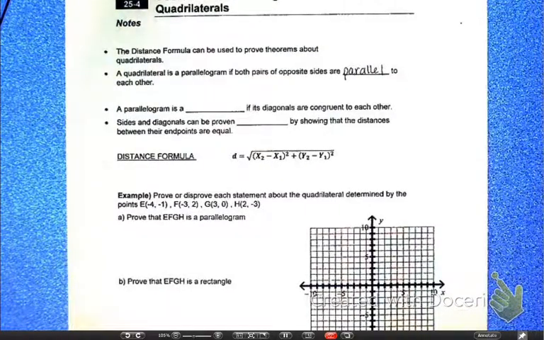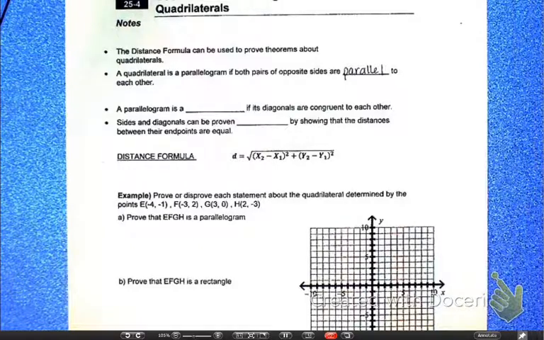This next one, you might have to look at your chart from last Monday that has all the properties listed on it. So a parallelogram is a blank if its diagonals are congruent to each other. I'm not going to give you the answer. I want you to look. So look back at the chart from like a week and a half ago. What can the figure be if its diagonals are congruent?